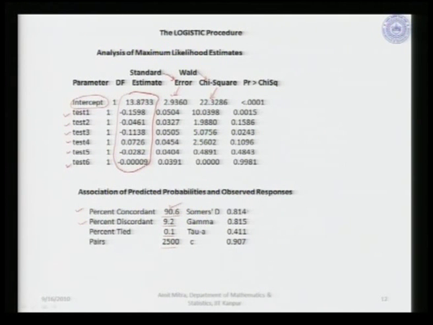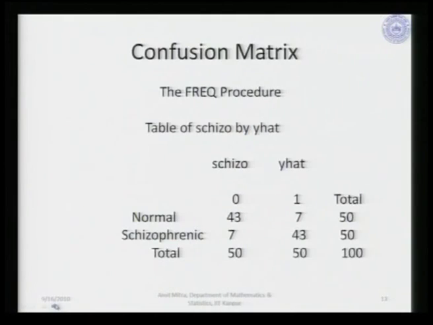The Somers D criterion for measure of association is high, the gamma coefficient is high, the tau-a coefficient is high, and the c coefficient also is pretty high. So the predicted probabilities and the observed responses, we naturally require them to be highly associated in order for the classification to be worthwhile, and we have that here.